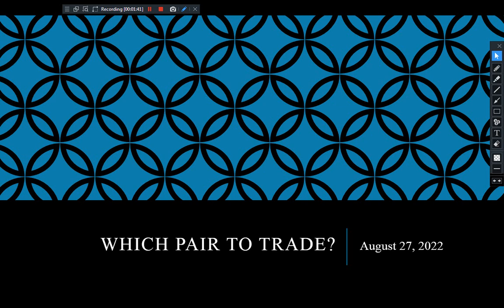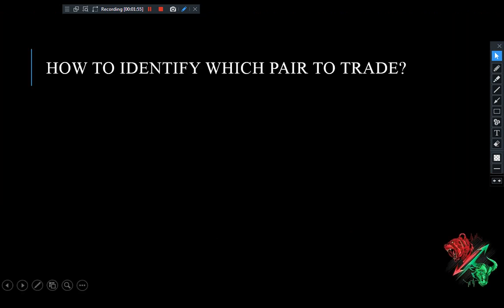Today I will be breaking down the steps by which you can filter out the pair to trade for yourself. So let's go. How to identify which pair to trade.